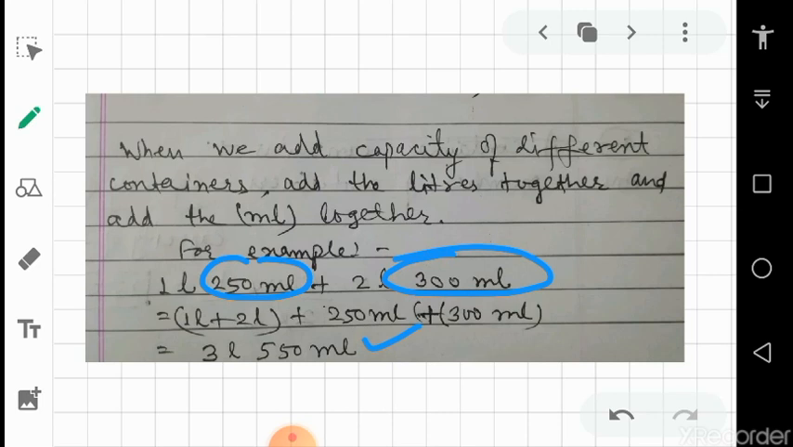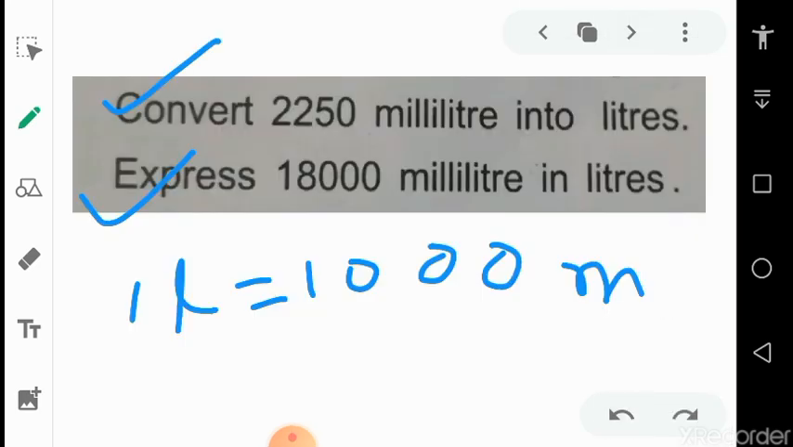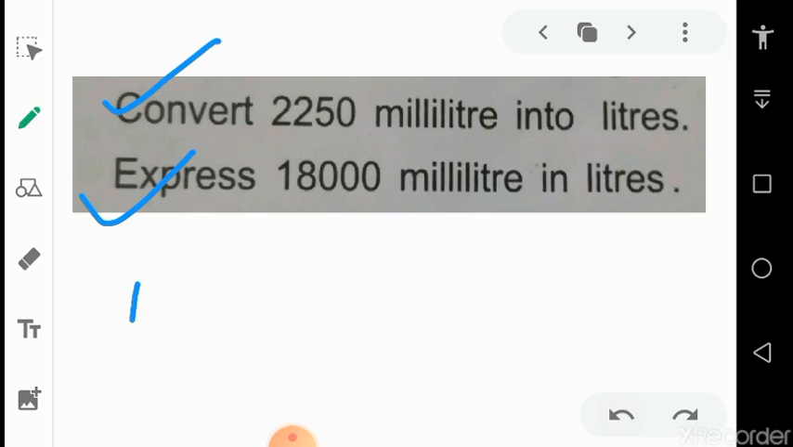When you have some values in this way, you will add the like values. Liter is added to liter and milliliter is added to milliliter. Okay, see this example, it's important.